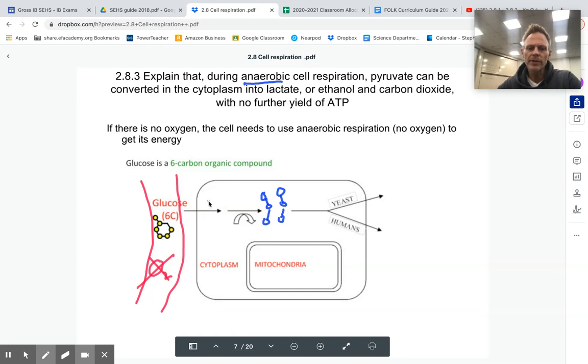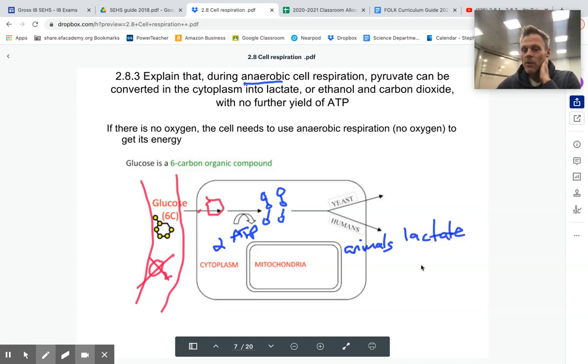So glucose is going to enter here. Let's draw a hexagon, because glucose is in the shape of a hexagon with a little carbon off the top. Glucose is going to enter here. We're going to make a little bit of ATP. Do you remember how many molecules? Two. 2 molecules of ATP. We're going to make 2 molecules of pyruvate. And in humans and also animals, humans are animals, the waste product of anaerobic respiration is something called lactate.